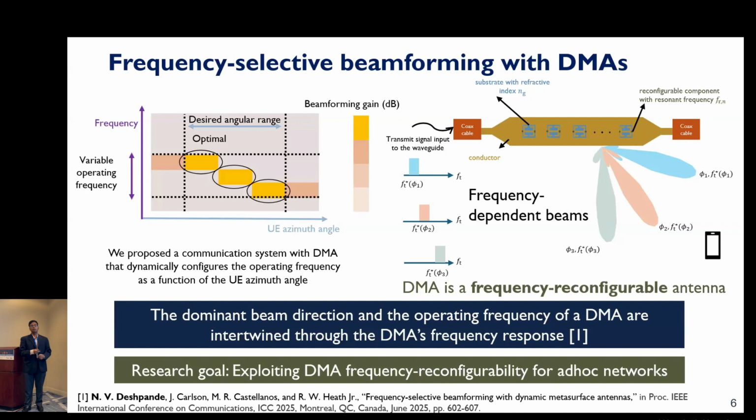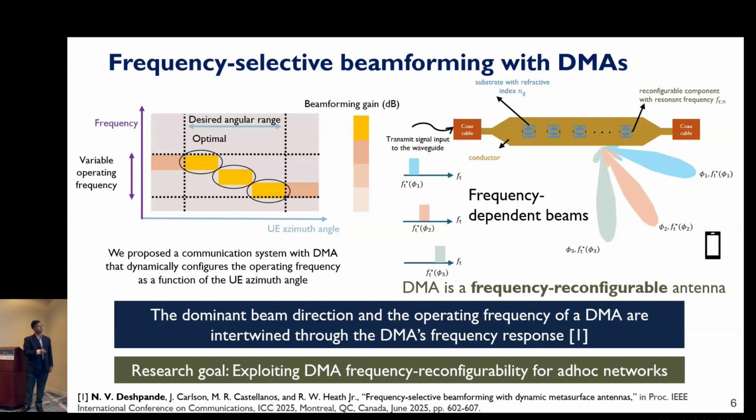In this, we explored a new paradigm where the DMA can be used to operate at different frequency bands, and it can dynamically switch the carrier frequency. The benefit is that we observed there is some coupling between the dominant beam angle and the operating frequency. Similar to the frequency hopping technique that we have seen in CDMA technology, this paradigm helps us configure the operating frequency and the resonant frequency of the DMA optimally for each beamforming angle. So the goal in this talk is to explore this frequency selective beamforming paradigm for ad hoc networks.